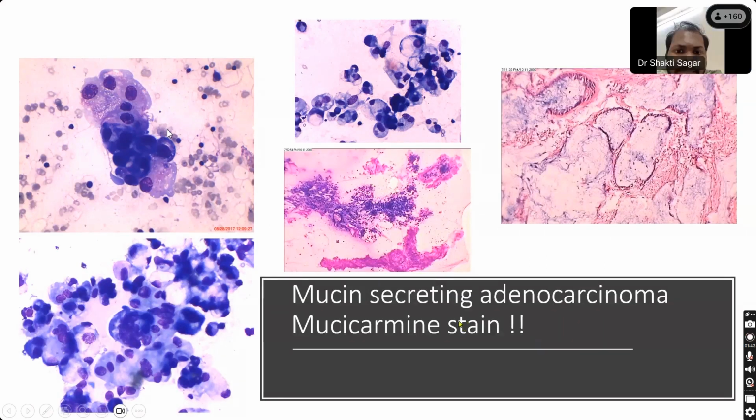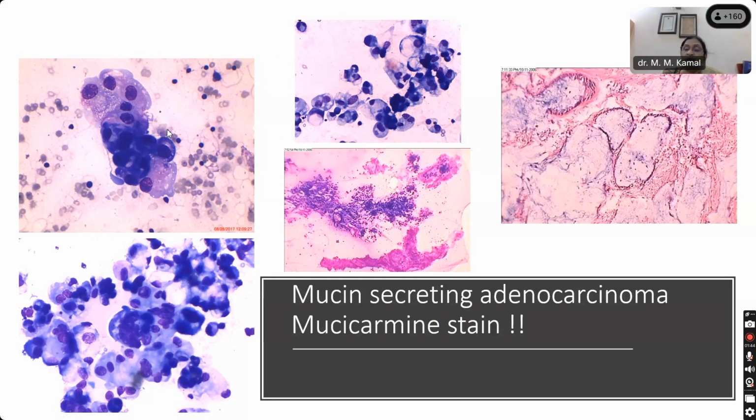Now, just extending this case to more positive cells. We know that metastatic malignancy is the commonest malignancy in the fluids. 80% of the time, the fluids will show metastasis. And commonly, which is the common carcinoma that is coming? Means it's lung. Adenocarcinoma. Adenocarcinomas are very common.